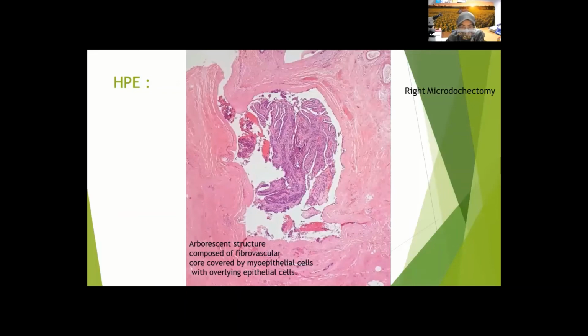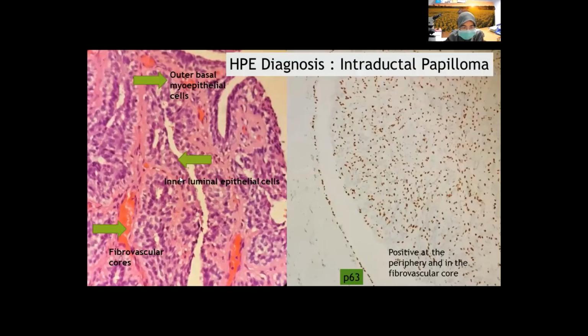If you can appreciate the arborescent structures of epithelial tissue filling up the lumen, and it is covered by epithelial cells. But we can appreciate under higher power, this is the true fibrovascular core. You can see the true fibrovascular core, and the lining of the core has two-tiered epithelium.